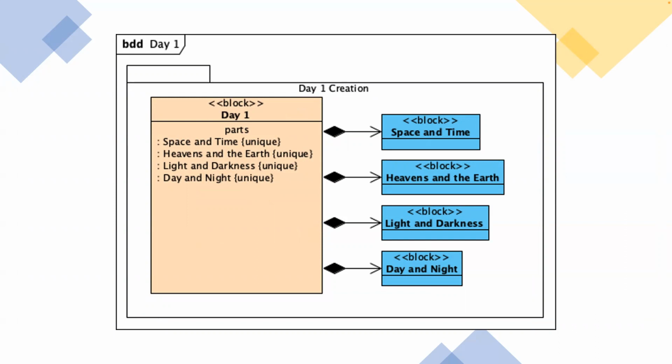Continuing to the next item, there is electromagnetic radiation, or light. This requires space and time and the heavens and the earth to have an effect. Light interacts with matter, so in the process of making the heavens and the earth, the material matter of the heavens and the earth is formed.